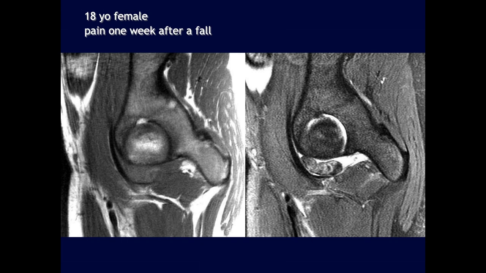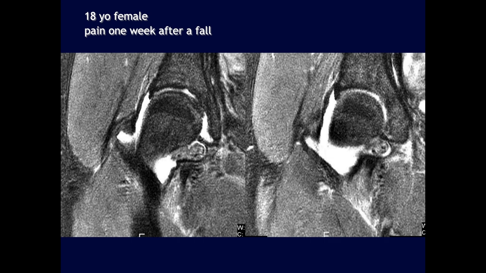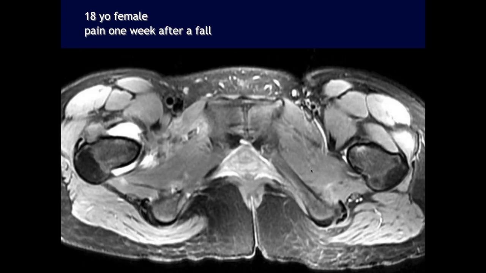Okay, so we kind of have this somewhat heterogeneous structure in the inferior joint. 18-year-old female, pain 1 week after fall. It looks like we can see it's right underneath that transverse ligament. Right there. I don't know. Do we have other images? So we have a pretty good sized joint effusion with this kind of structure within the joint. I wonder, could that be blood products?